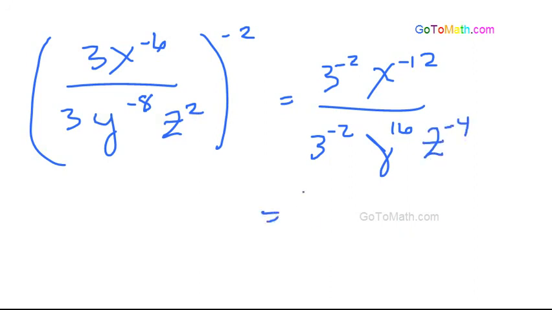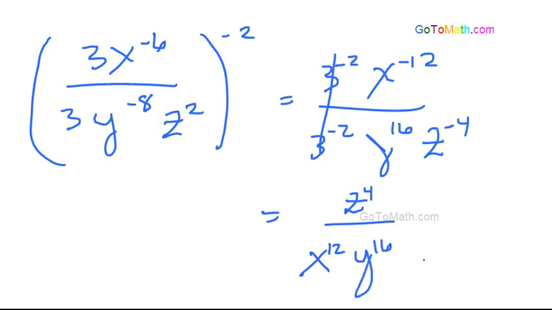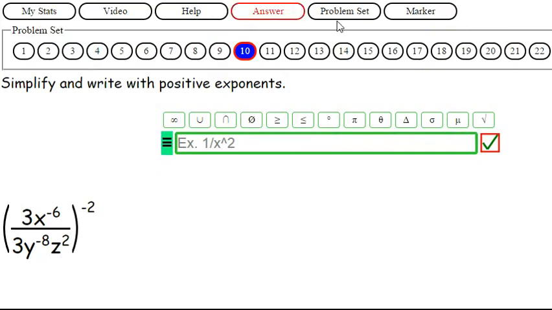Now we want to write with positive exponents. We can go ahead and just cancel those out. So we're going to end up with z to the 4th in the numerator, and then x to the 12th in the denominator. Wait, that's supposed to be a y. That thing has morphed into something strange. So we have z to the 4th over x to the 12th, y to the 16th.